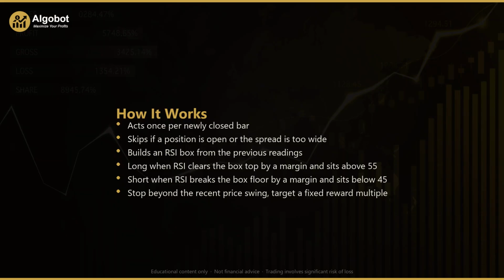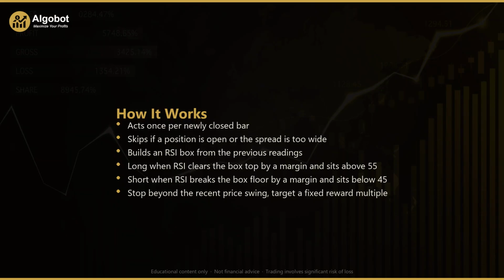Now for risk management, which is entirely structural. Rather than using fixed pip distances, the strategy looks at the recent price swing over the last 10 bars by default. For a long trade, the stop is placed just below the lowest low of that swing, with a small buffer added as a fraction of the swing's height. The thinking is simple. If price falls back below that swing, the breakout has failed, and the trade should be closed. For a short trade, the stop sits just above the highest high of the swing.